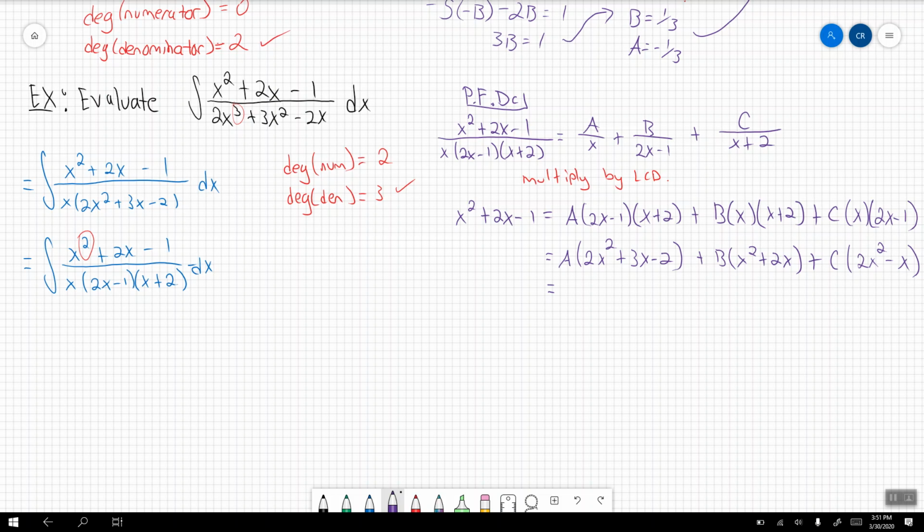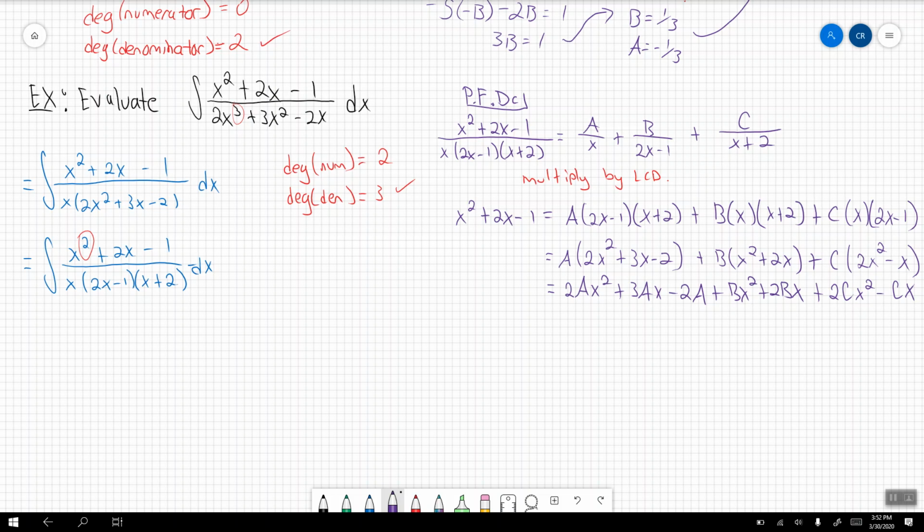Now we're going to distribute those coefficients. Distributing the coefficients now is going to get us 2ax squared plus 3ax minus 2a, plus bx squared plus 2bx, plus 2cx squared minus cx. Alright, awesome. Now I'm going to start grouping all of my like terms together.